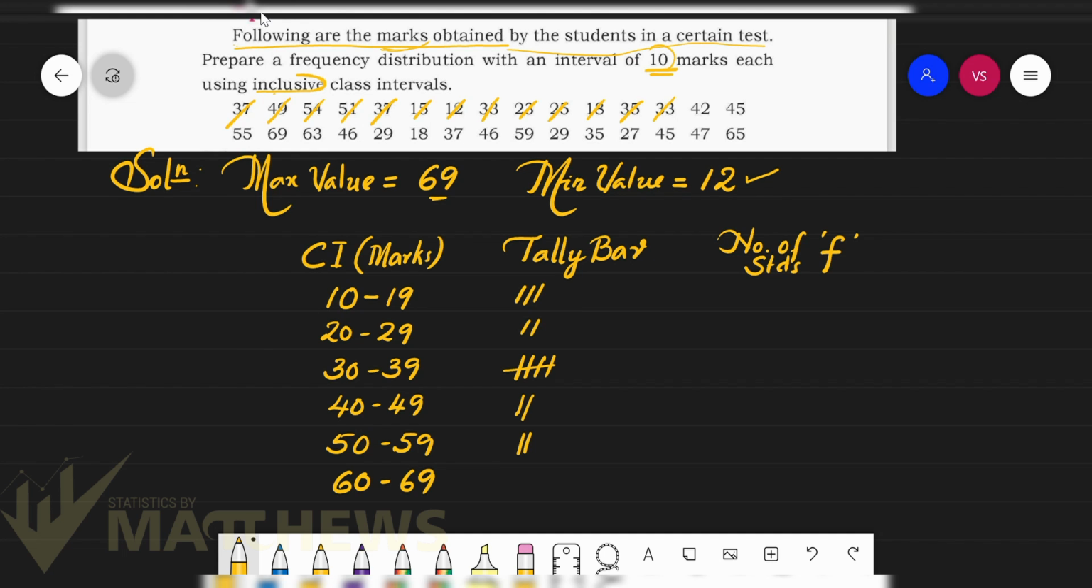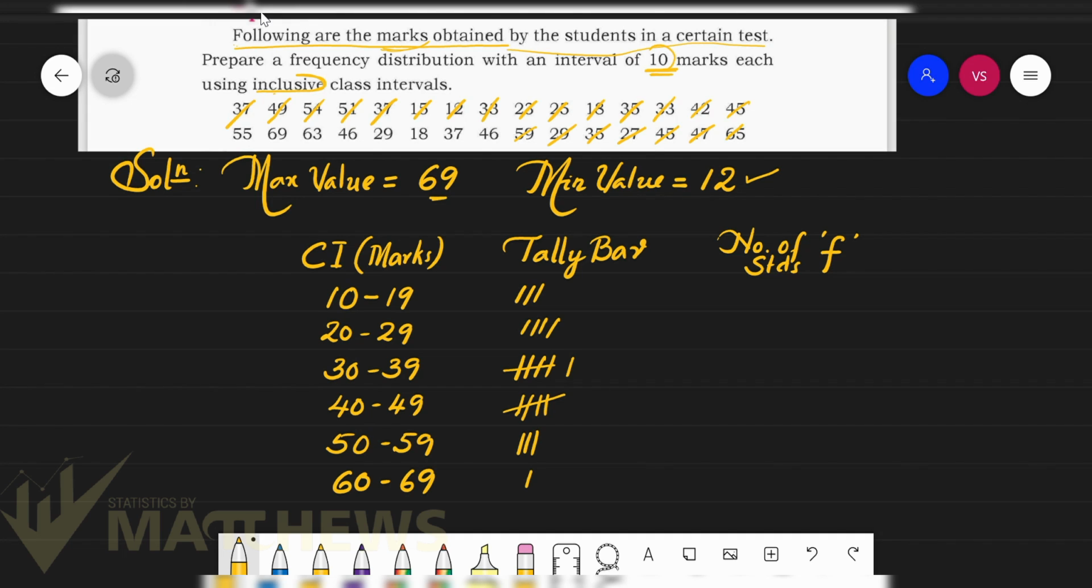mark it as red. 45, mark it as red. 65, okay, put a tally. 47, mark it as red. 45, mark it as red. 27, mark it as red. 35, mark it as red. 29, mark it as red. 59, mark it as red.